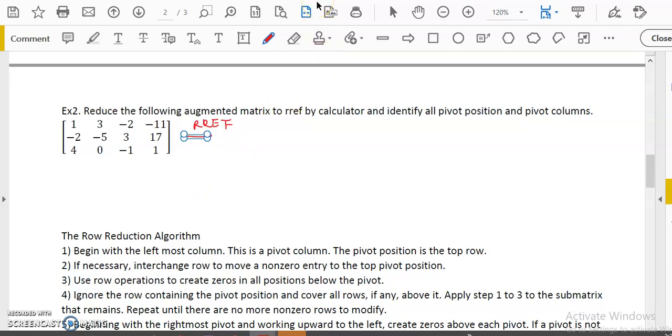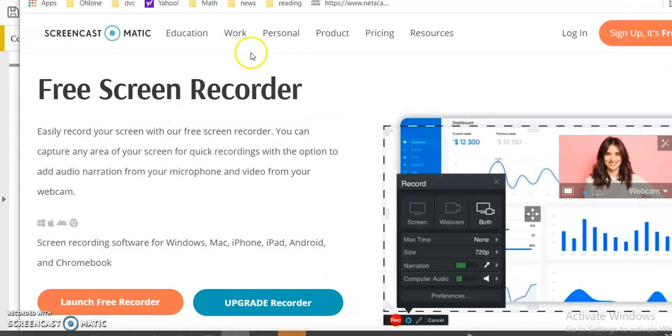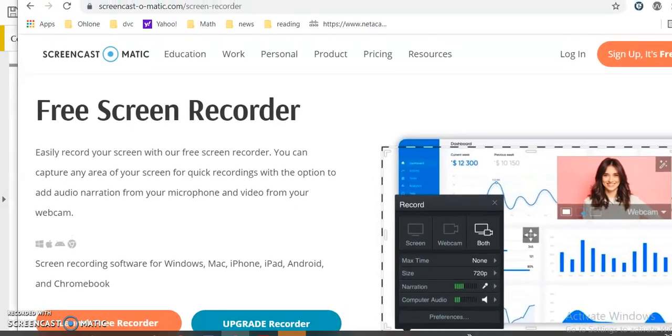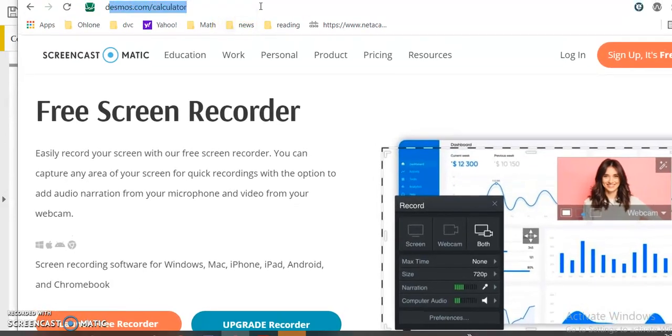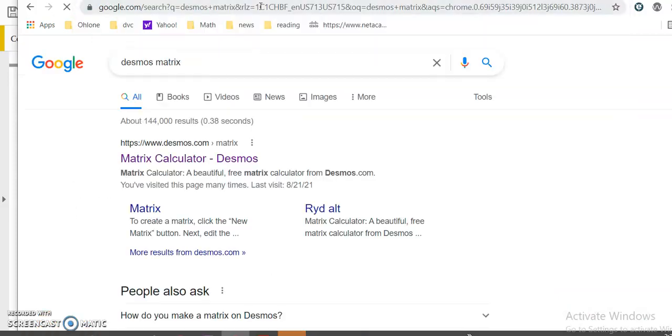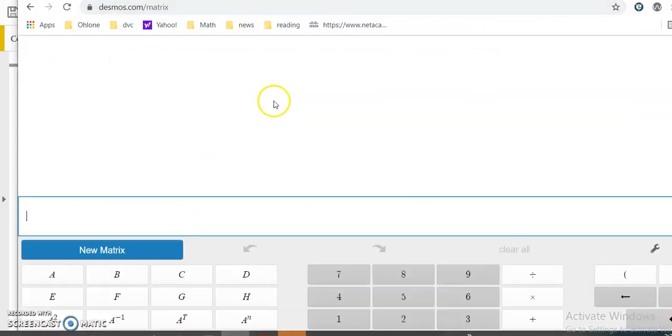1, 3, -2, -11, -2, -5, 3, 17. I'm writing it down. 4, 0, -1, 1. So the way we'll do it would be to switch to a browser, and then I'll just Google decimals, matrix. There is another one that you can use, but this is the one that I usually use.